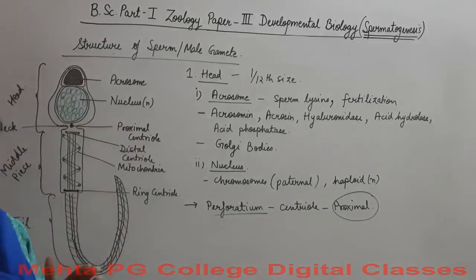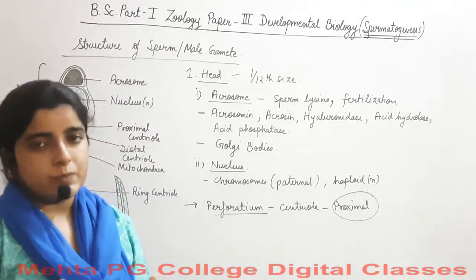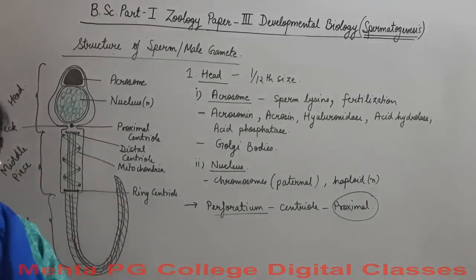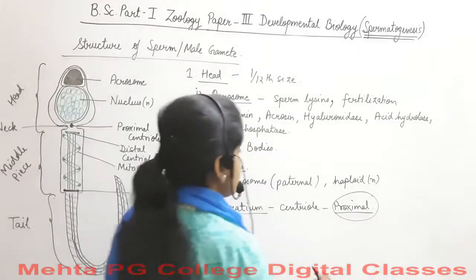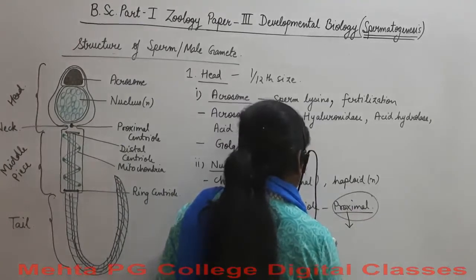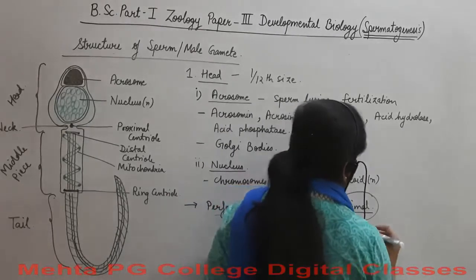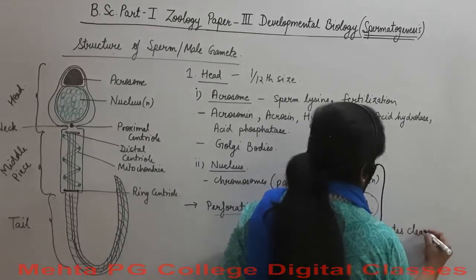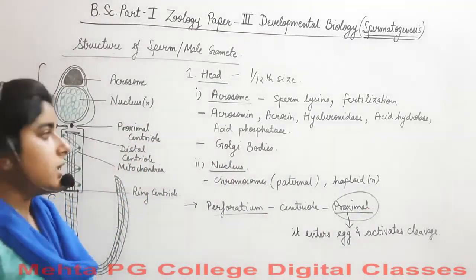Now, what is the role of the proximal centriole? There are three types of centriole present, and every centriole has its specific role. The role of the proximal centriole is that when fertilization occurs, it enters the ova or egg and activates cleavage there. So it helps in the cleavage, or development of the egg to the embryo.